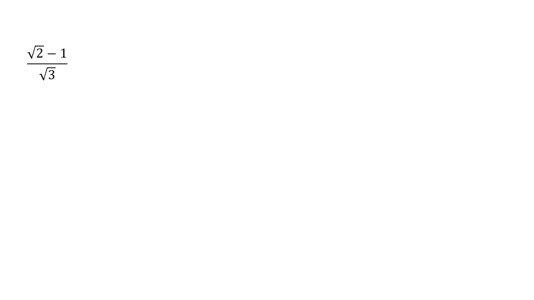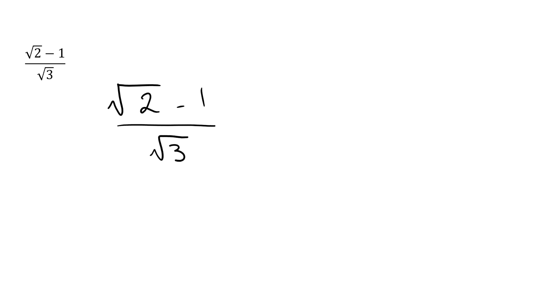Here's another example. There's 1 over root 3. Again, we look at the bottom. This time there's 2 surds, but remember we're only ever multiplying by the surd that's on the denominator, or on the bottom of the fraction. So we're going to be multiplying this by root 3 and multiplying it up here by root 3.